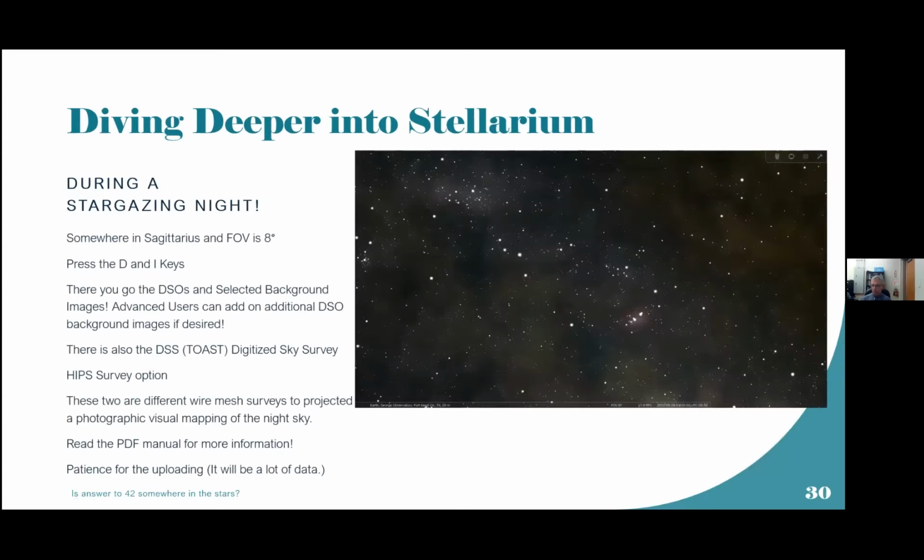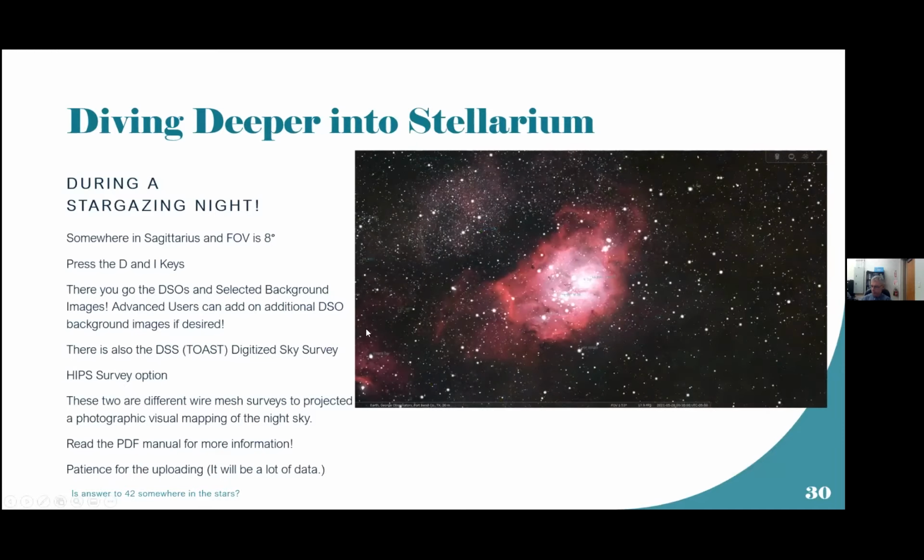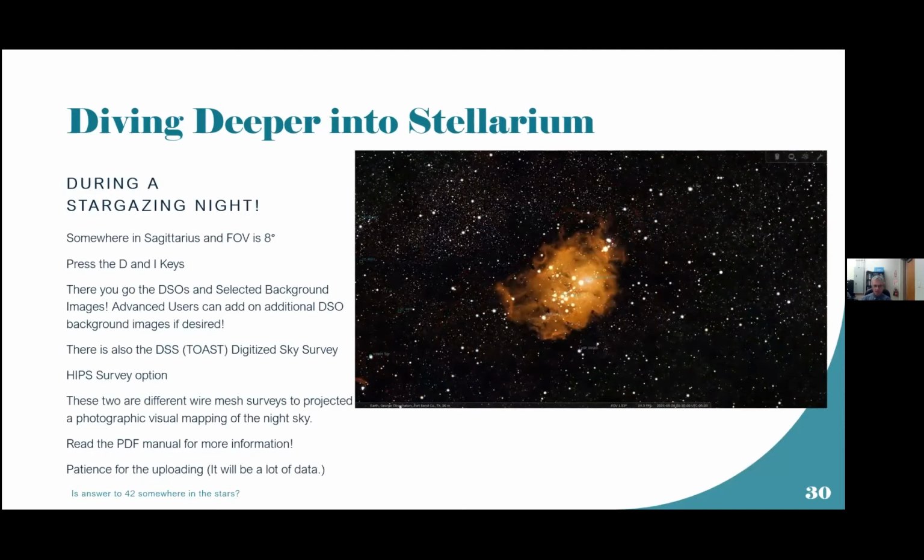Now here's Saturn, here's Sagittarius. The field of view is 8 degrees. So I press the D key to project the deep sky objects, and the I key for the background images. Boom. I can go to the Digitized Sky Survey, that's known as the DSS. And here you get the image that's accepted with the regular one, but if you do it with the DSS, this comes from the Digitized Sky Survey, you get a different perspective.